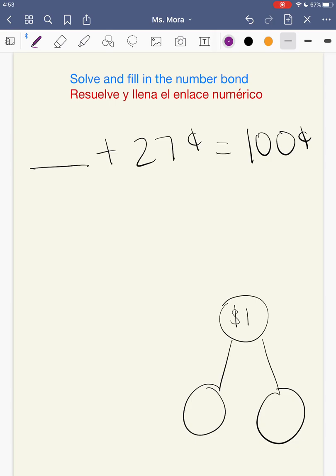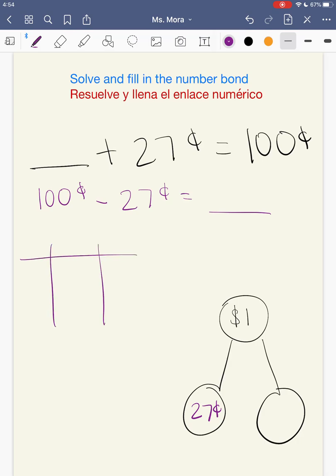So, if I have blank plus 27 cents equals 100 cents, you guessed it, I'm going to subtract. So I'm going to rewrite my new number sentence, 100 cents minus 27 cents equals blank. And I'm going to fill in 27 cents here in my blank. Then I'm going to subtract using my place value chart. So I have hundreds, tens, and ones. 100 minus 27. And we're going to figure it out.